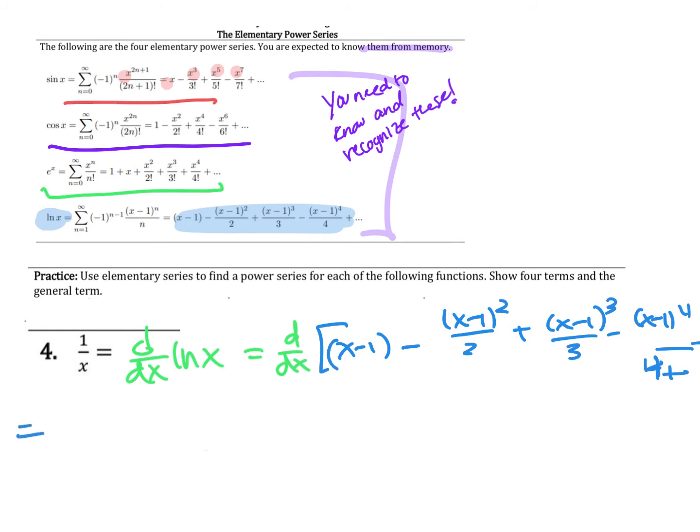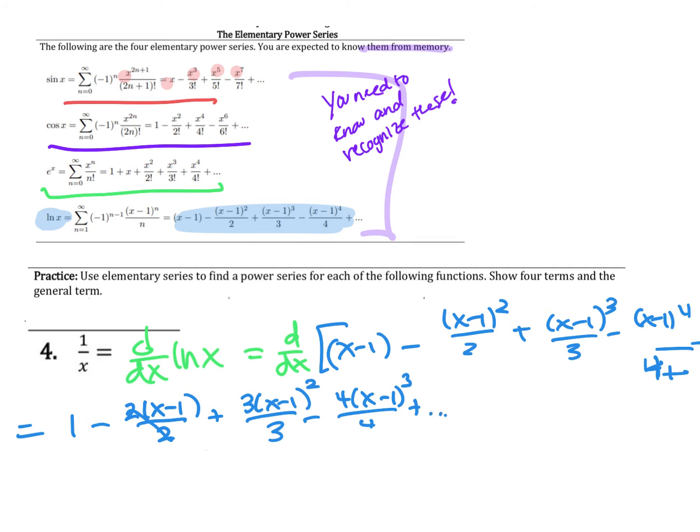So this is going to be equal to, well, the derivative of x minus 1 is just 1. Minus, I'm going to drop the power down, so 2 times (x minus 1) over 2. Well, those 2's are going to divide out. Plus 3 times (x minus 1) squared over 3 minus 4 times (x minus 1) to the 3rd over 4. Plus, I am going to put the general term in now, (-1)^n times n times (x minus 1) to the n minus 1 over n plus ... And then we can simplify this. Those are going to divide out.